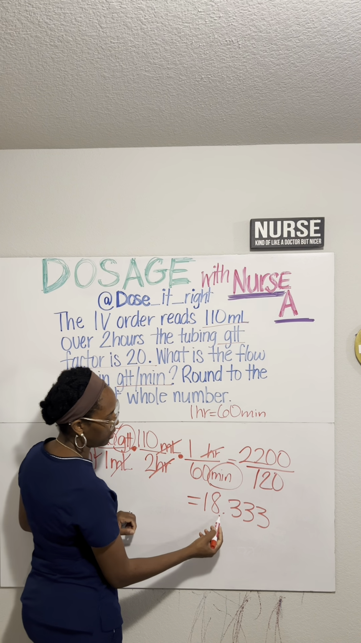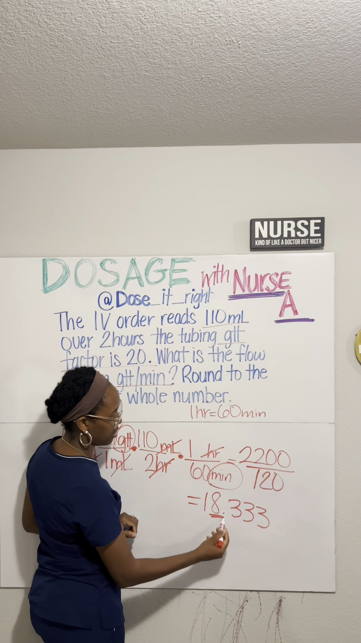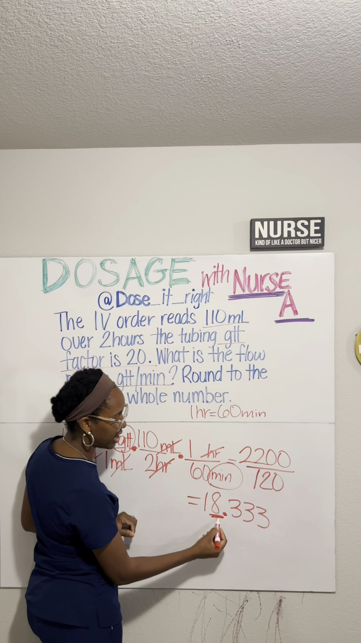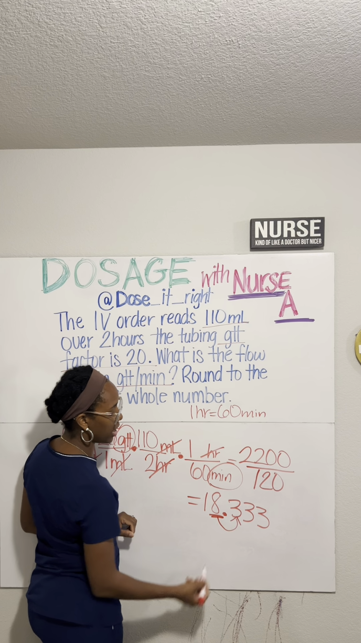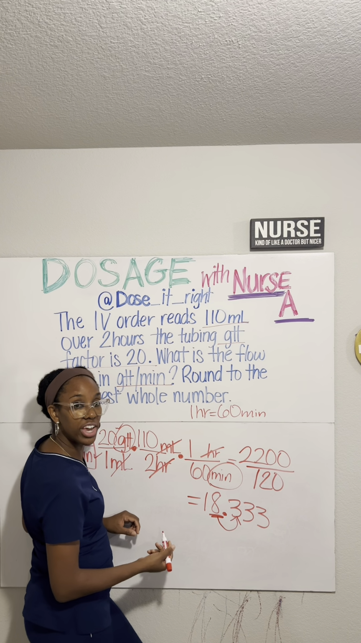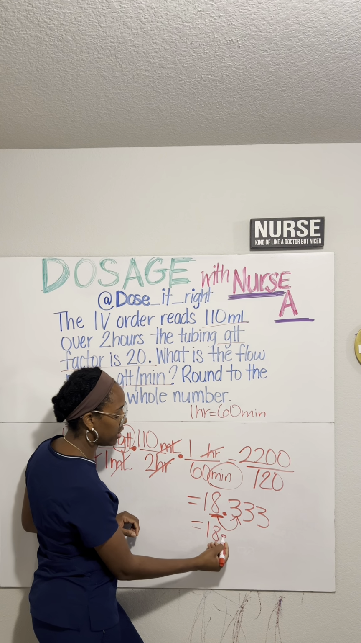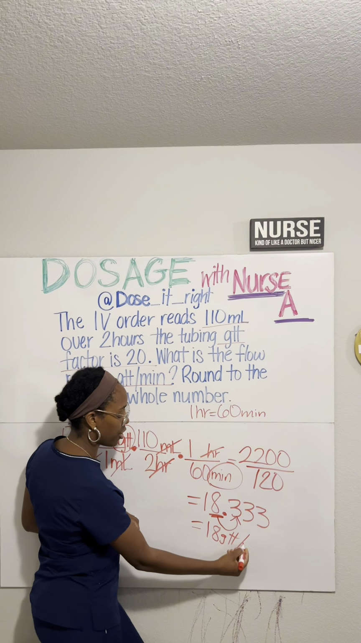Now, let's round this to the nearest whole number. Well, this is our whole number right here, all right? Anything before that decimal. So what determines if this number changes? We need to look behind that, right? If it's 5 or greater, we're going to change that number. It is not, so it's going to simply stay as 18 drops per minute.